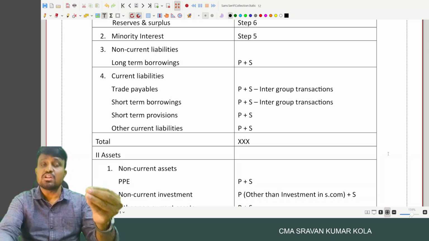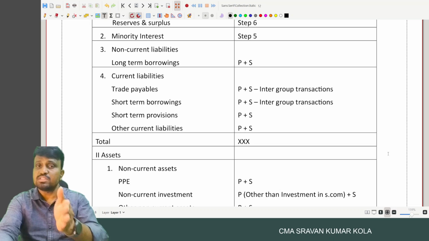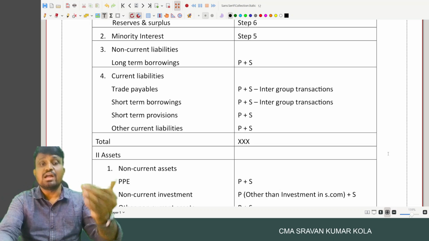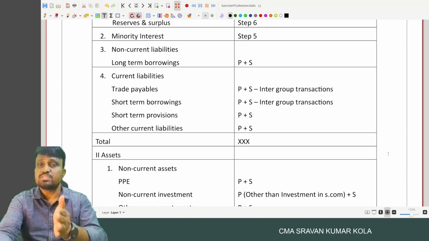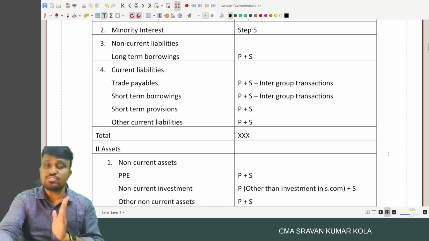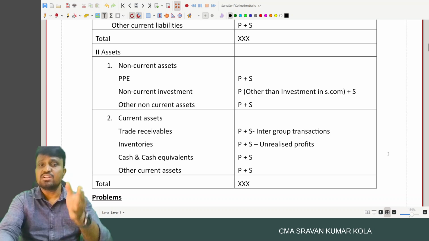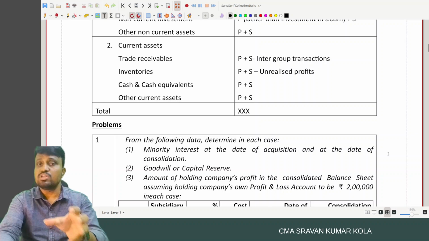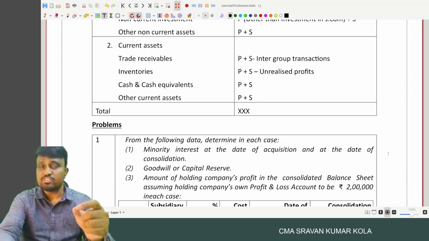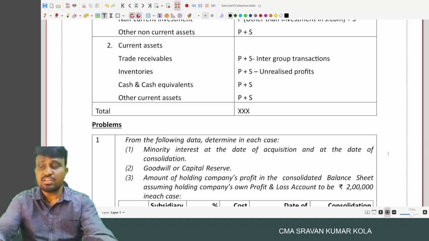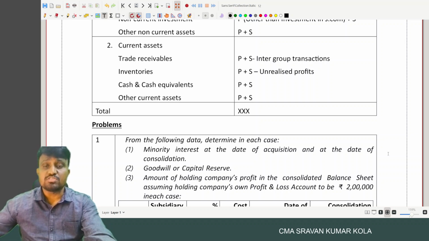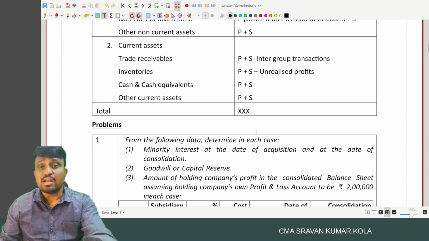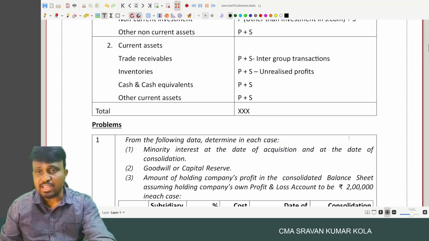Long-term borrowings means non-current liability, holding plus subsidiary minus mutual owings if any, and current liability, holding plus subsidiary minus intergroup transactions if any, and non-current assets, holding plus subsidiary. But coming to the non-current investment, don't consider investment in subsidiary company. And coming to the current assets, holding plus subsidiary company. In case of inventory, holding plus subsidiary minus stock reserve if any we have. Nothing but unrealized profit is required to be eliminated.